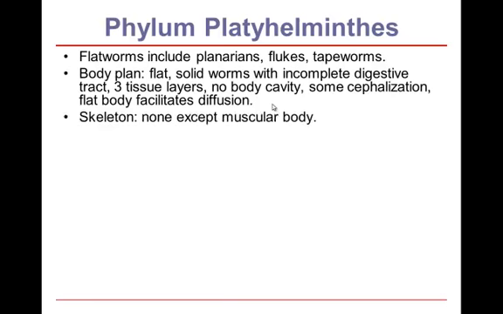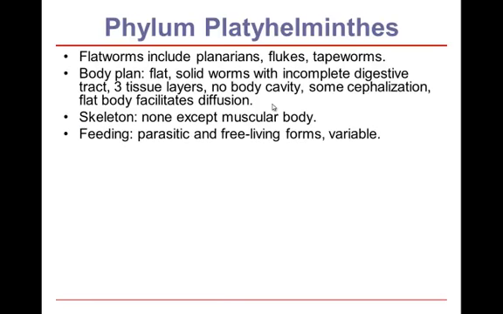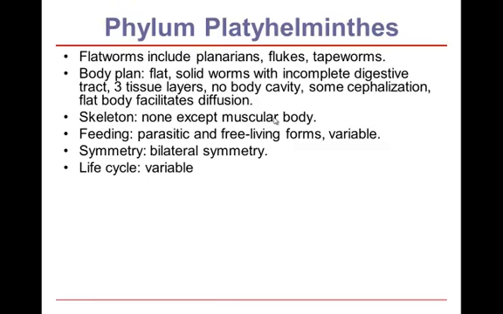The skeleton, they don't really have one except for their muscular body. The parasites are inside the bodies of their hosts. Feeding, there's both parasitic and free-living forms. The symmetry of these animals is bilateral symmetry. There's one plane or line of symmetry that divides them into mirror image halves. The life cycle really is variable. We're going to look at a couple in detail.